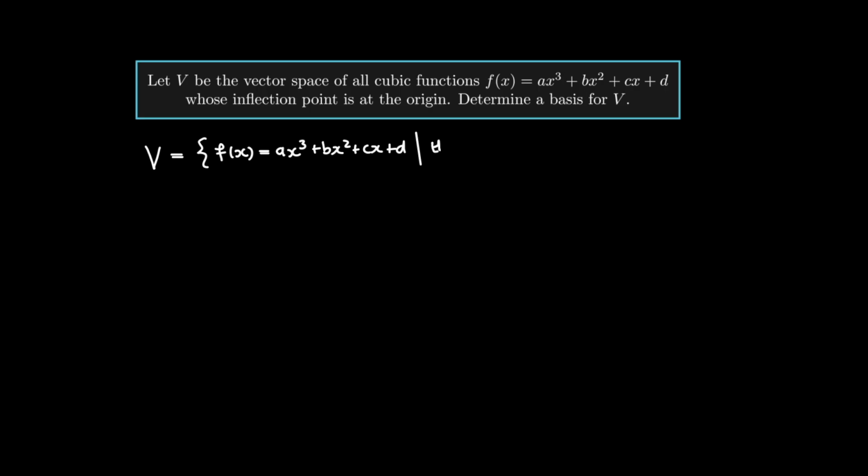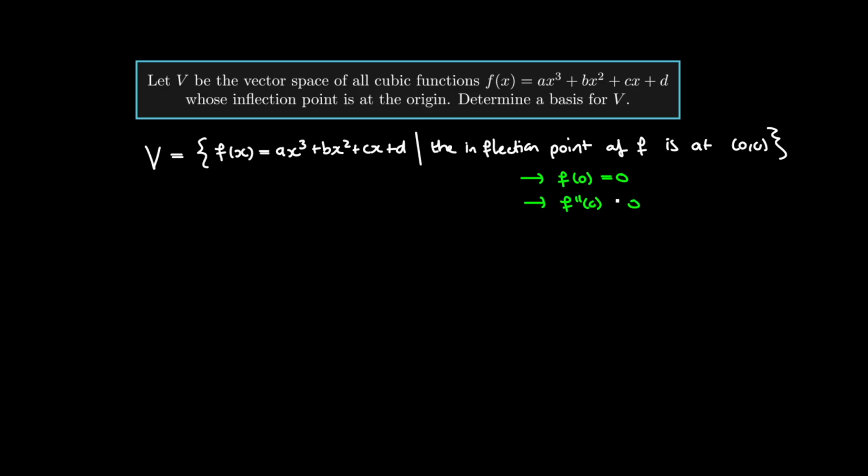The inflection point of f is at the origin. Now, what does it mean that the inflection point is at the origin? It means two things, and let me just highlight what those two things are. It means, firstly, the function must cross there. It must go through the origin, which is what that means. And then also its second derivative must be equal to 0 at that point.